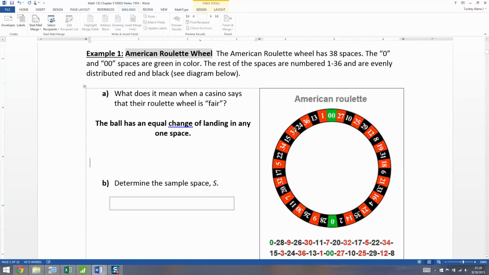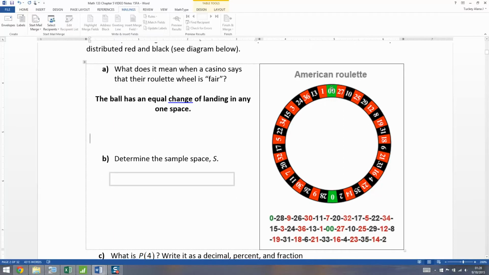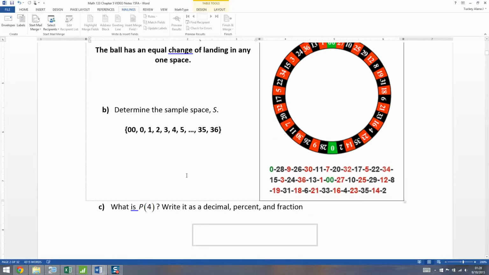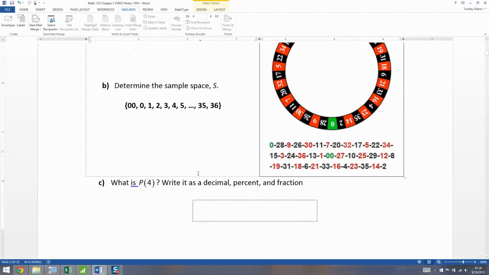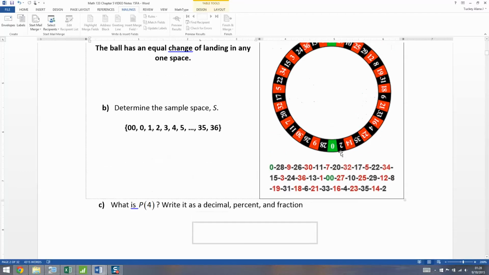All right, so what is the sample space? Well, there's the 00, and then the 0, and then 1, 2, 3, 4, 5, 6. And it goes on until you get to 36. And I just didn't write them all because we all have other things to do with our lives. But it starts with 00 and 0. Those two are kind of special. And then it just goes 1, 2, 3, 4, 5, 6, 7, 8, 9, 10, and so on, all the way up to 36.